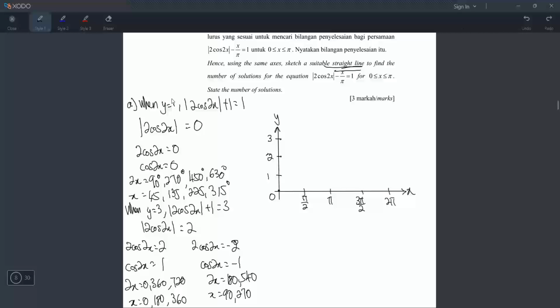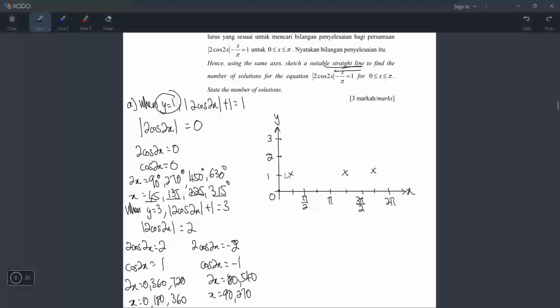And when we sketch, we have to look at this. When y equals to 1, x equals to 45, 135, 225, 315. 45 is middle here. So y equals to 1, x 45. Y equals to 1, x equals 135. 135 is exactly the half, exactly middle of 90 and 180. Yeah. So it's here, 135. And then the 225 is here. And then 315 is here. And make sure they are all at the same level, right? Because the initial is when y equals to 1.